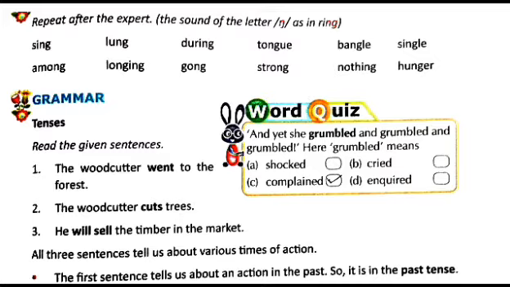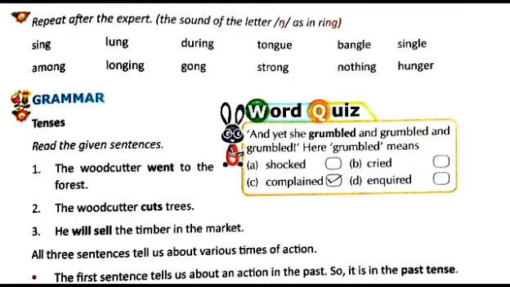Grammar, tenses. Read the given sentences. The woodcutter went to the forest, means there was one woodcutter and he went to the forest. Second, the woodcutter cuts the trees. Third, he will sell the timber in the market. What is timber? Timber is a kind of wood. So, here it is being said that he will sell the timber wood in the market.